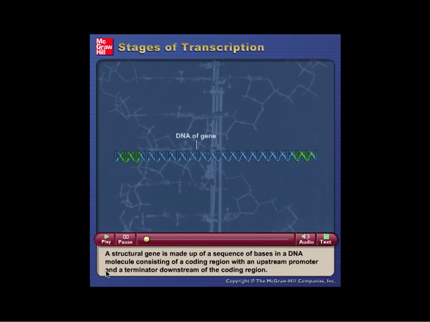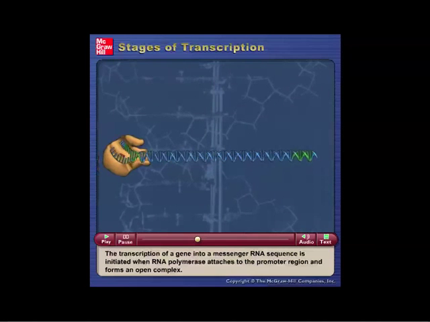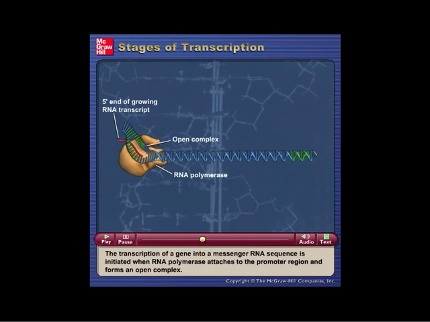A structural gene is made up of a sequence of bases in a DNA molecule consisting of a coding region with an upstream promoter and a terminator downstream of the coding region. The transcription of a gene into a messenger RNA sequence is initiated when RNA polymerase attaches to the promoter region and forms an open complex.